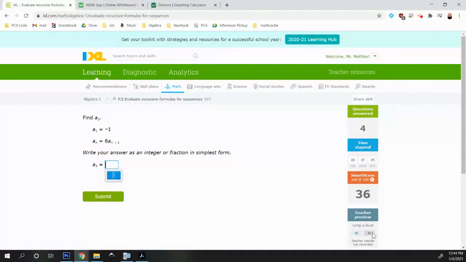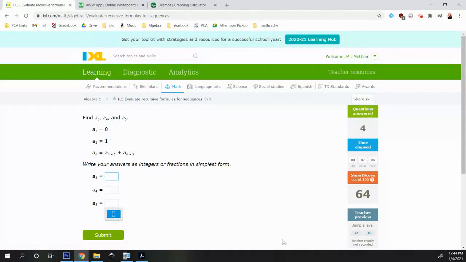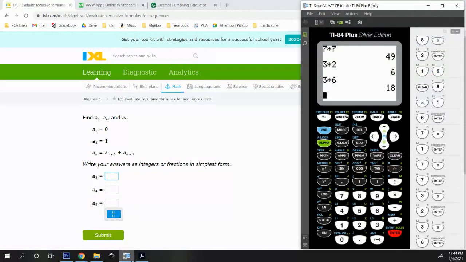So let's minimize that. Let's actually jump ahead a little bit. Calculator. There we go. Okay, so now it's asking me for 3 terms. I want the third term, the fourth term, and the fifth term. So I need the first term and the second term, which are right here. And then I have a formula. If you look at my formula, it says we're going to take the term before it.